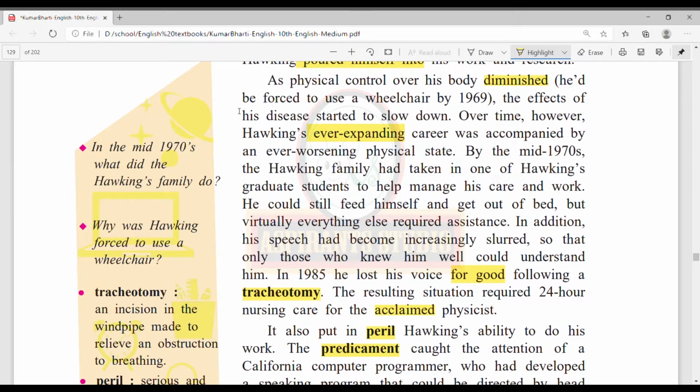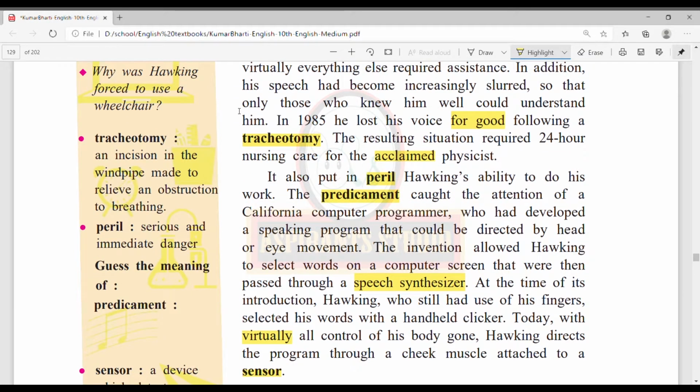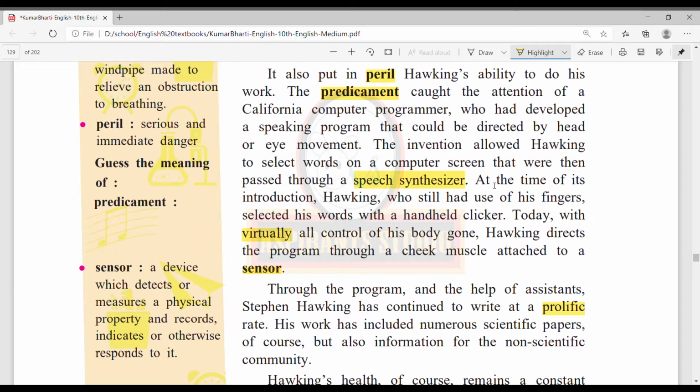In the mid-1970s, he was helped by his student to manage his care and work. He lost his voice in 1985. At that time, one California programmer developed a speaking program that could be directed by head or eye movement. Hawking used it by selecting the words with a handheld clicker. Then, since all controls of his body had gone, he operated it with his cheek muscles attached with a sensor.